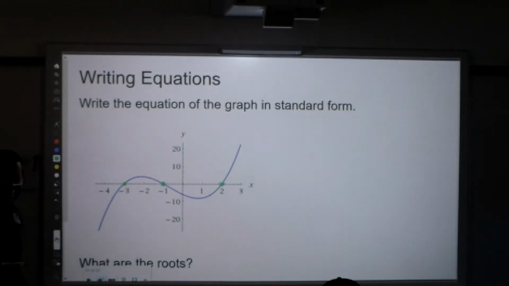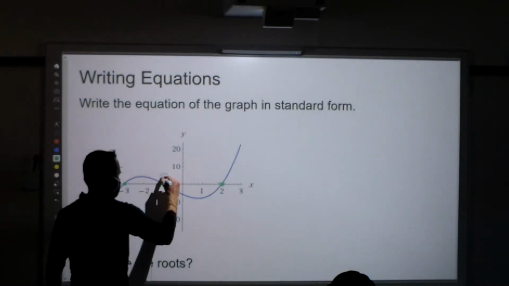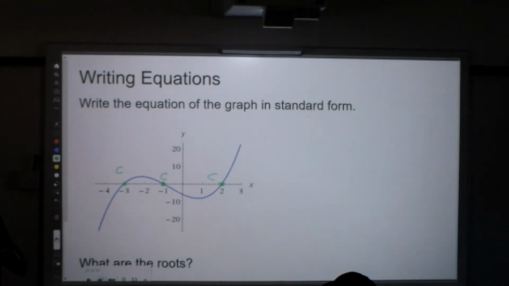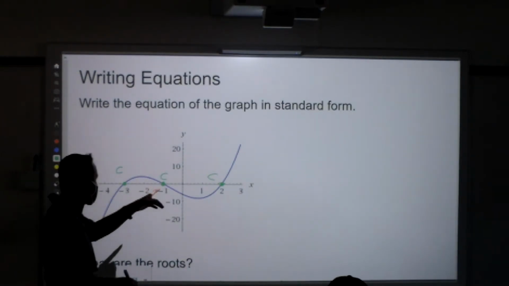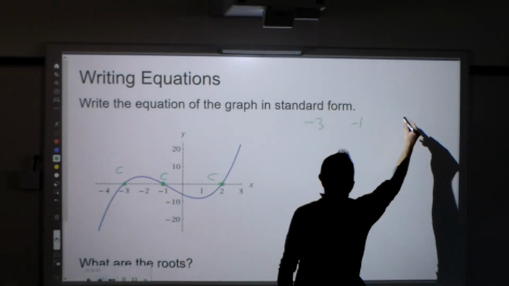Is it bouncing or crossing? Crossing. What does that tell you? Not even. There you go. If the multiplicities are even, that's where they bounce. Okay, so let's come over here. So I know I have roots at -3, -1, and 2.